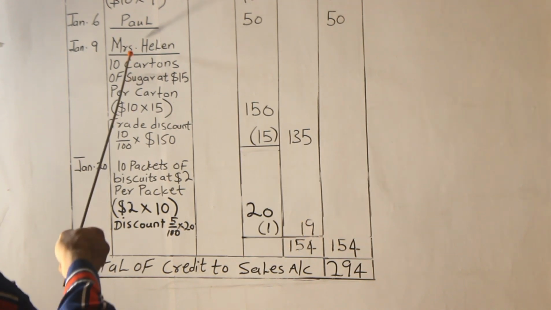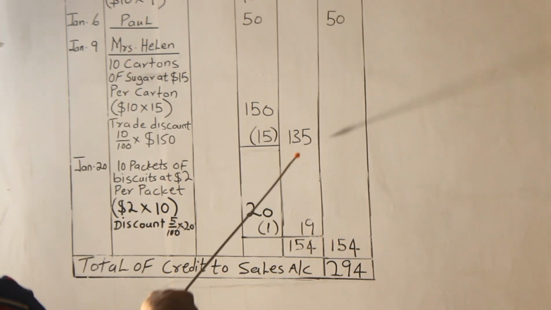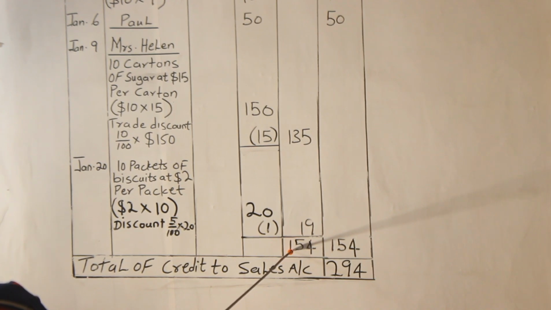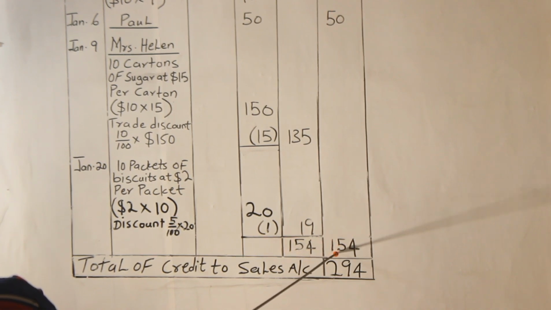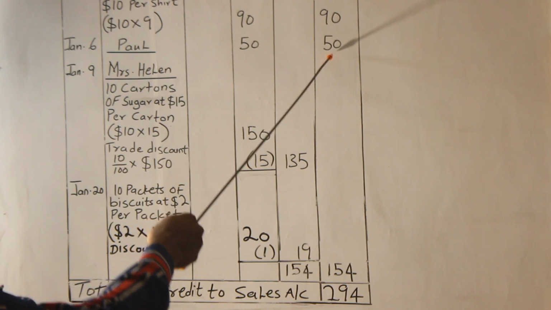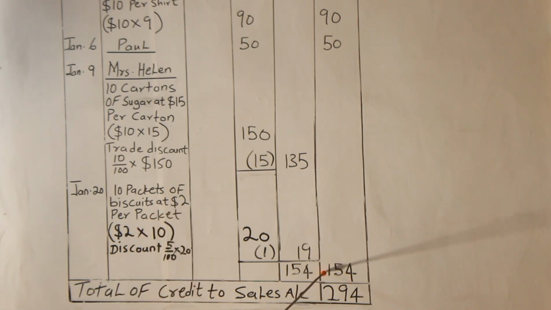And if you add up all the goods that were sold to Mrs. Helen on credit, it is $135 plus $19. That gives us $154. Then we extend the $154 to the total column. $90 sold to Mark plus $50 sold to Paul plus $154 sold to Mrs. Helen on credit. Adding all together, we have $90 plus $50 plus $154. That gives us $294, which will be credited to the sales account.